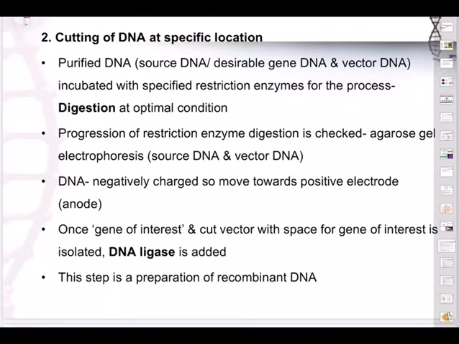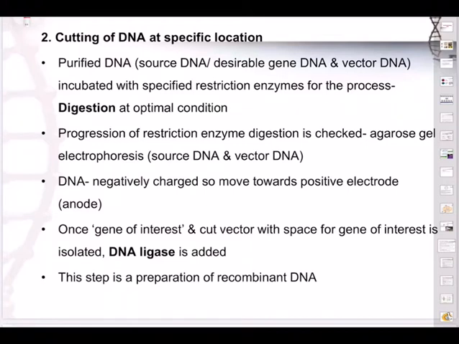So once we obtain the DNA, now comes cutting and ligation of DNA at specific locations. The vector DNA, that is plasmid DNA, and the foreign DNA, alien DNA carrying the gene of interest, are cut by the same restriction endonuclease to produce complementary sticky ends.